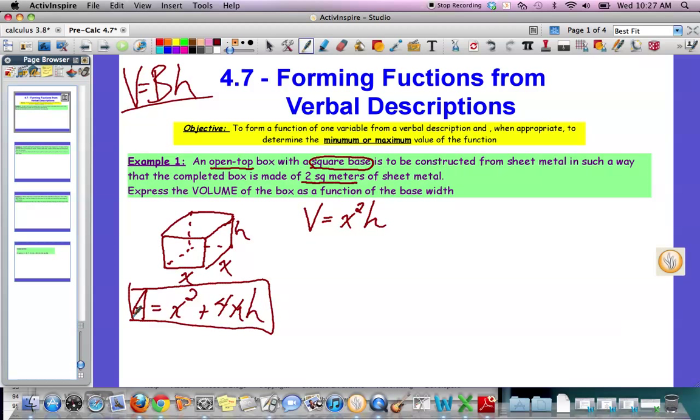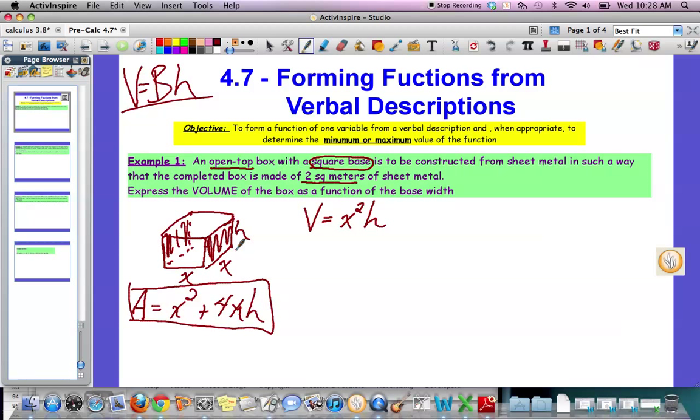Why 4xh? There's 4 sides, number 1. And would you agree that all 4 sides have the same area? Dimension 1 times dimension 2, x times h. So you have the 4 sides going around. I'm not very good at shading that, but this side back here, of course, is the same as this side right here.